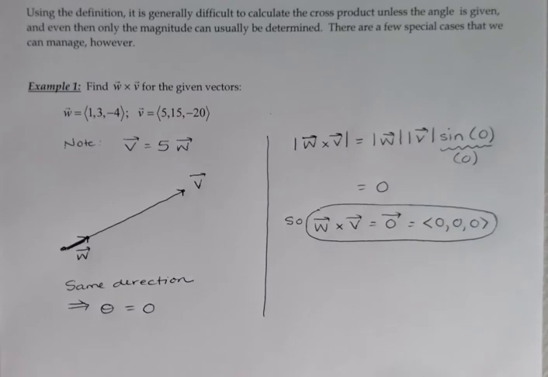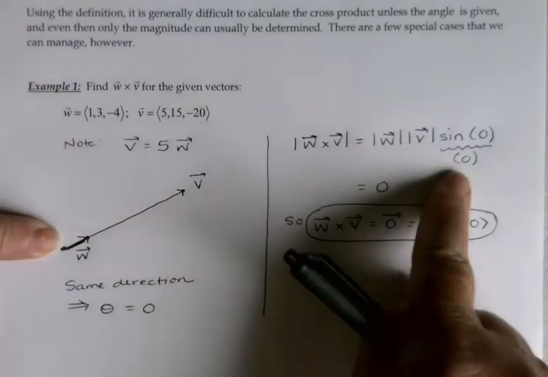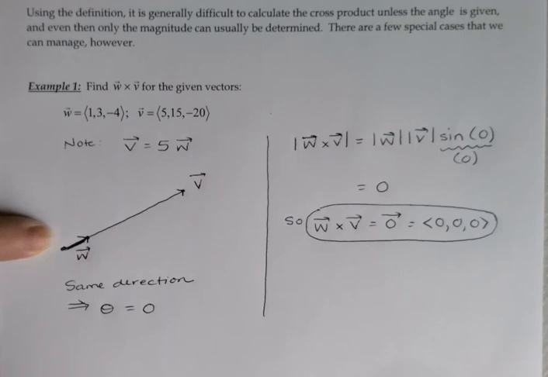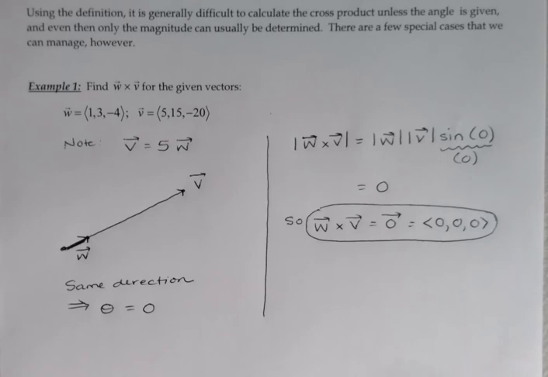This is actually going to be true for any parallel vectors, right? If they're in the same direction, theta is 0, which zeroes out our magnitude. And actually, if they were in the opposite direction, theta would be 180 degrees. But the sine of 180 degrees is also 0. So the same thing would happen.